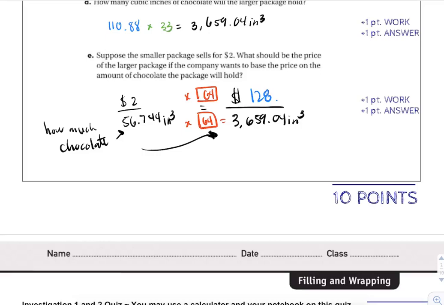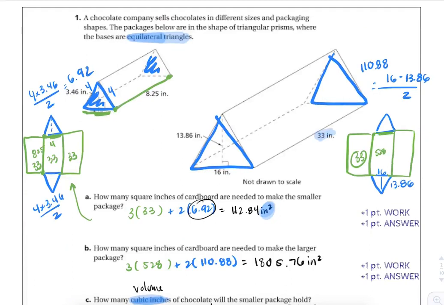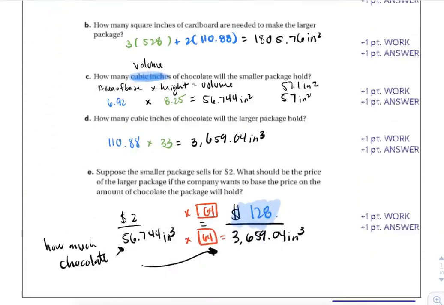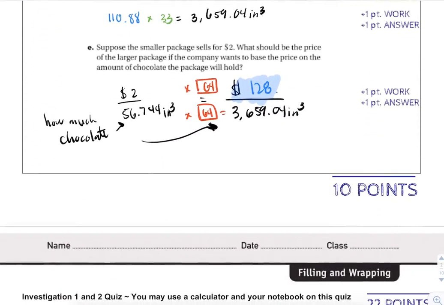$128. Now I know it sounds like a lot, but keep in mind this chocolate is 33 inches tall. That's about the size of a small child. That's a kid life-size chocolate bar.